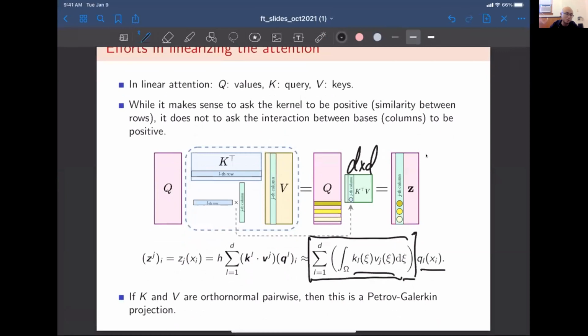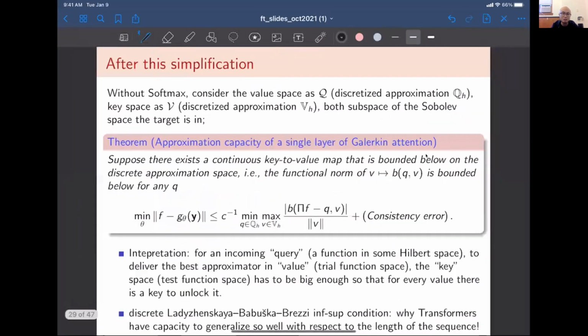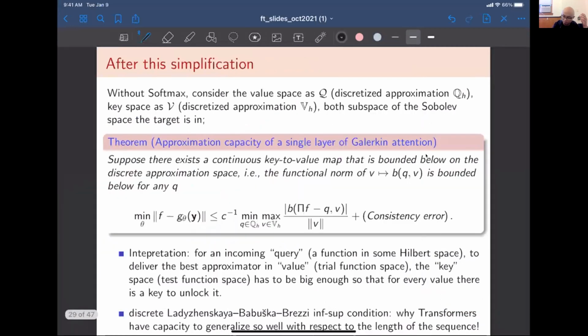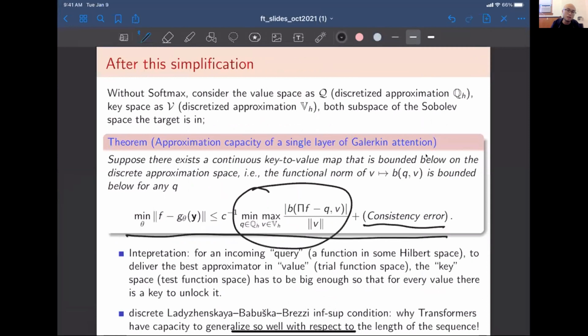So then I went on to prove some simple theorem. Once we realize this is a learnable Petrov-Galerkin projection, if we assume these are orthonormal, but we don't have to in the end, if we assume certain things, once we realize it's a learnable Petrov-Galerkin approximation, then we can just apply some standard finite element exercise to prove its approximation capacity. For example, we have some consistency term that tells us how good this approximation space is. And then this corresponds to a Stokes flow problem, a saddle point problem.